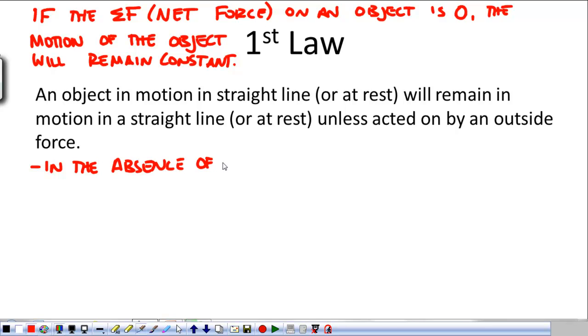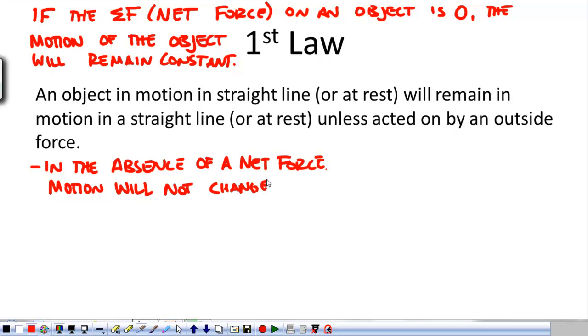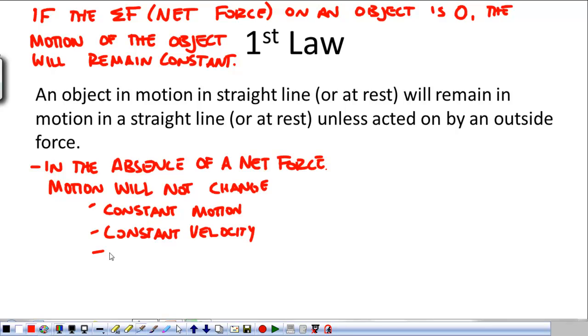In the absence of a net force, motion will not change. This means we have constant motion, or we have constant velocity, or we have a 0 acceleration. All of these things happen in the absence of a net force.